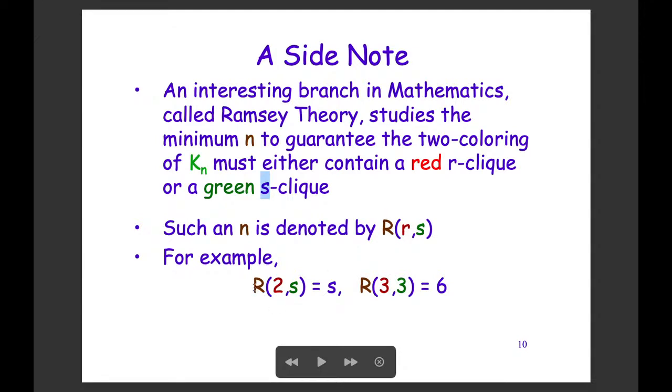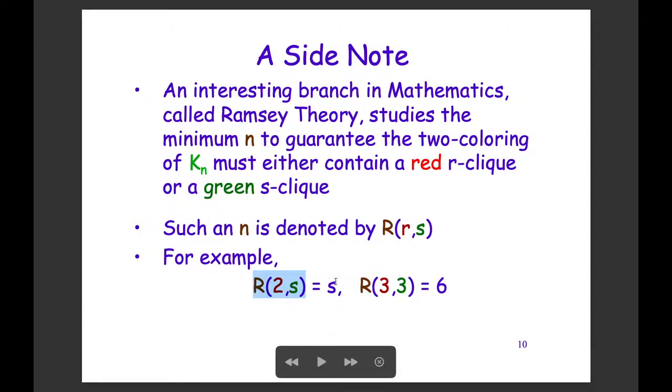So for instance, you can easily show that if you really want to avoid any red clique with 2 vertices, so any red edge, and any green clique with S vertices, then we cannot have the graph to be very large. As long as the graph has S nodes, then we cannot avoid a red edge or a green clique.